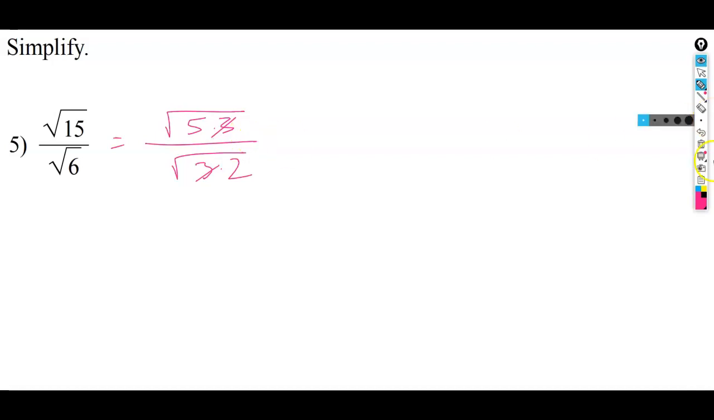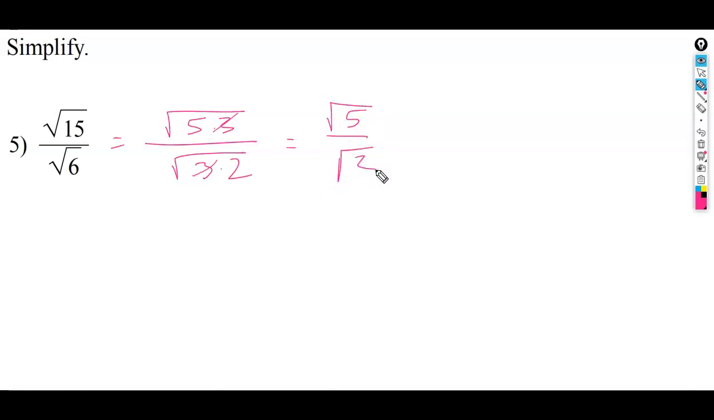Just as a heads up, really quick, let's say I had a 2 on the outside. You could not do this because this 2 is under the root and this one's not. Okay, so just so you guys are aware of that fact. But in this case, since both of these 3's are under the root, they do reduce. Okay, so what that leaves me then with is the following.